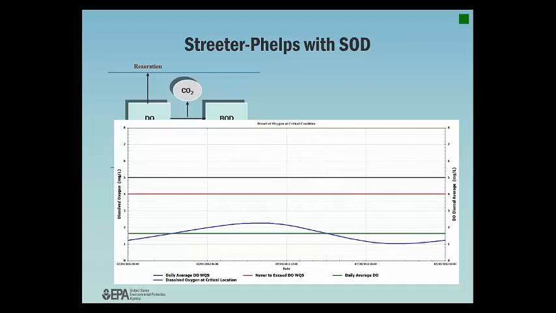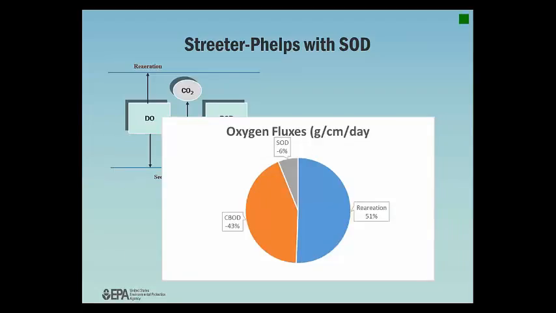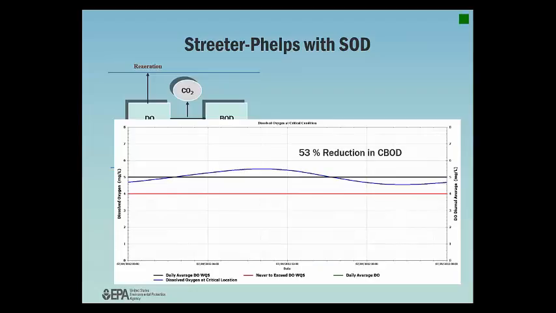have been reduced. We now have a new flux introduced to the model, and sediment oxygen demand makes up a 6% loss of oxygen from the fluxes in the model, which when we go to do our reductions, we now have a greater reduction in BOD to meet the dissolved oxygen concentration. It went from a 40% reduction to a 53% reduction in BOD.